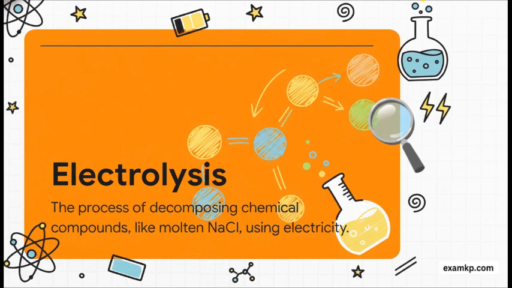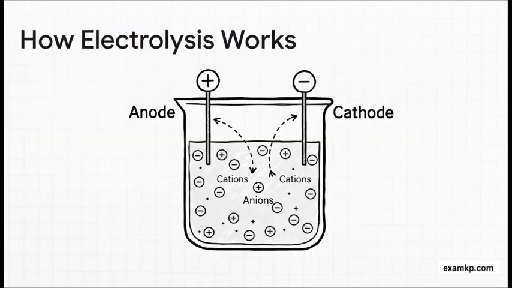The process is called electrolysis, and it's basically just using electricity as a hammer to smash a compound back into its original elements. Let's picture molten table salt, NaCl. The positive sodium ion is a cation, and you can remember that because the T looks like a plus sign. It's drawn to the negative electrode, the cathode. The negative chloride ion is an anion. It's drawn to the positive electrode, the anode.